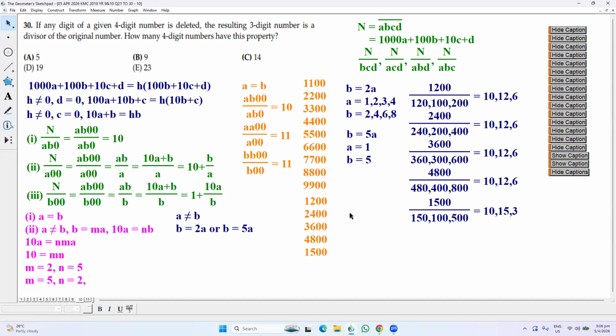So we get 5 more numbers. B is double A, or 5 times A, and 5 times A is only one case. So 9 answers plus 5 answers, 14 answers. Answer is C.